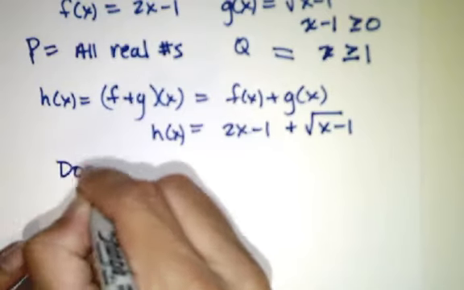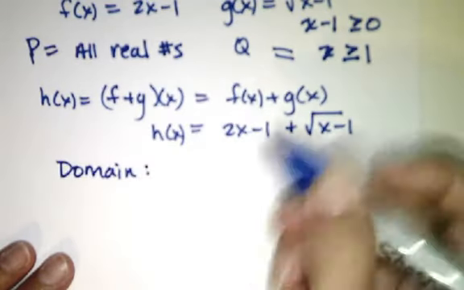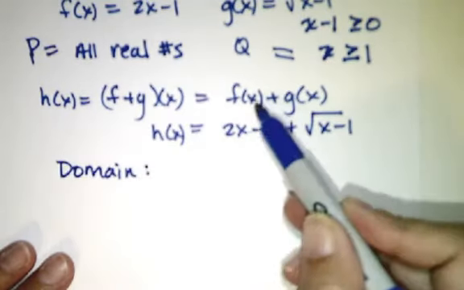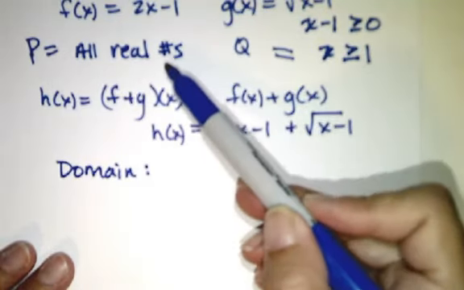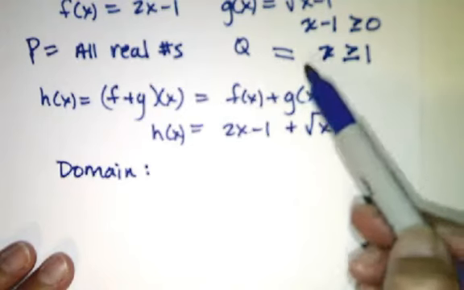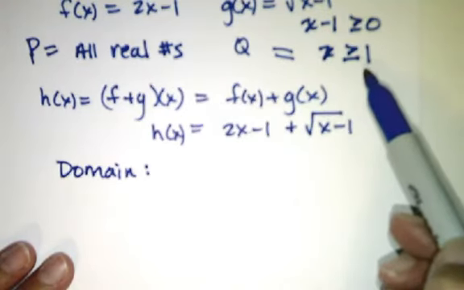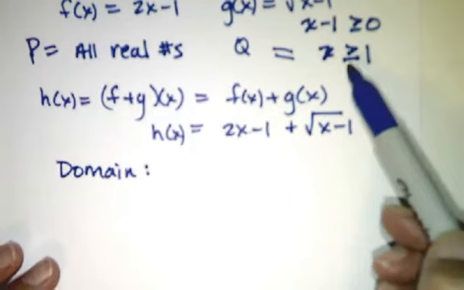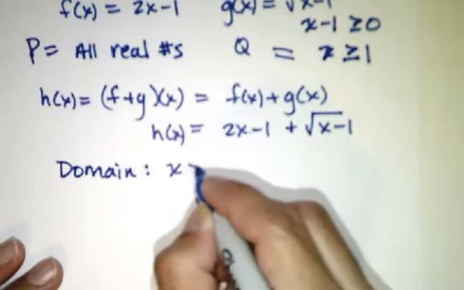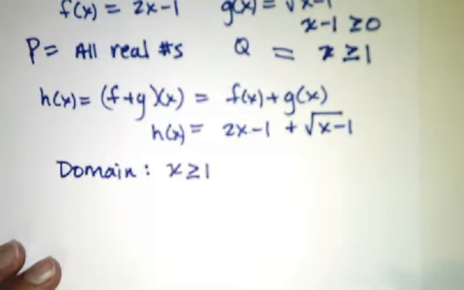So what is the domain of h of x? Well, remember, it has to be the intersection of both f and g. Well, since p is all real numbers, and q is all real numbers greater than or equal to 1, the only ones they share in common are the ones that are greater than or equal to 1. So the domain here is x greater than or equal to 1.